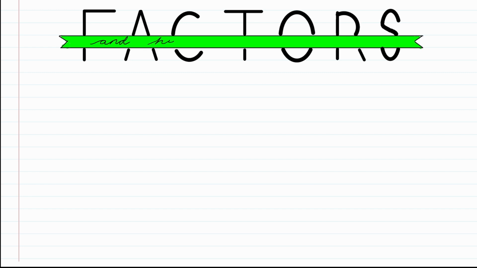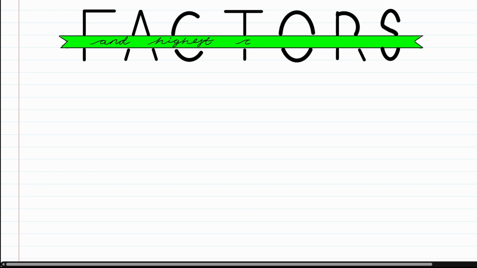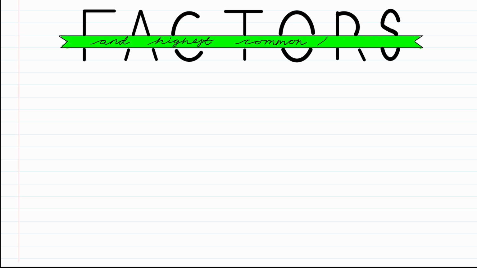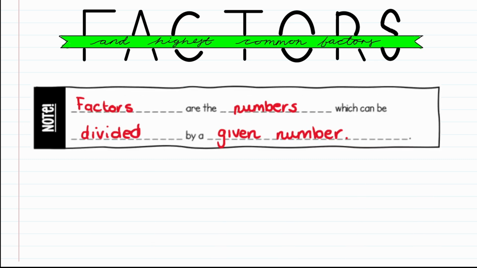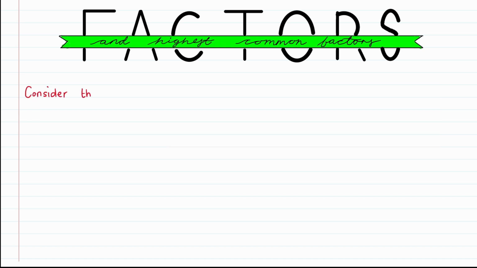Today we're going to look at factors and how to find the highest common factor, which is also sometimes referred to as the greatest common factor. Let's begin by taking down the following notes. Factors are the numbers which can be divided by a given number. Let's consider the number 12.